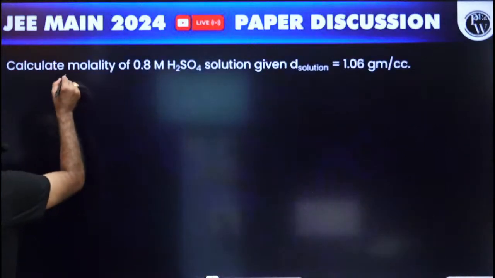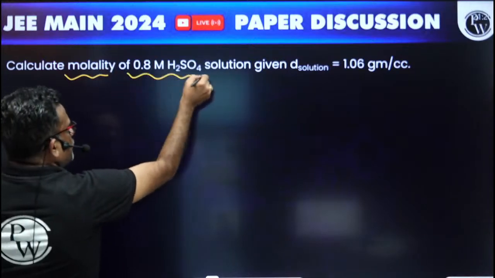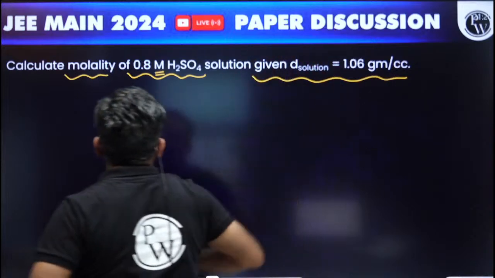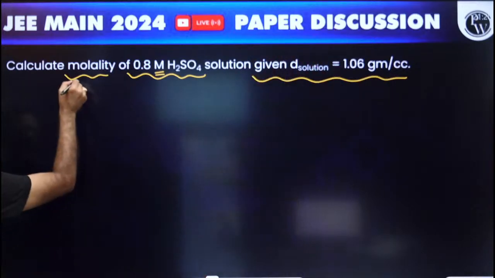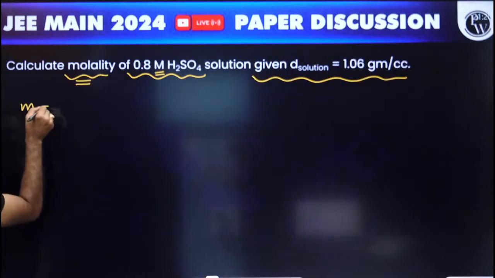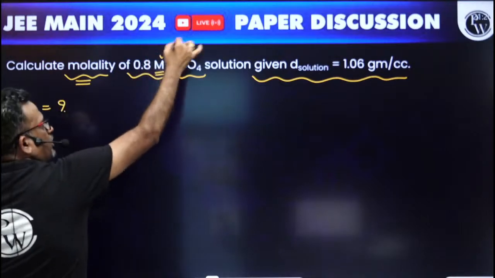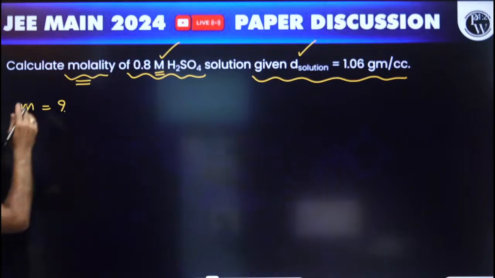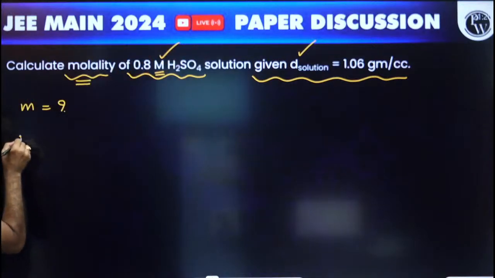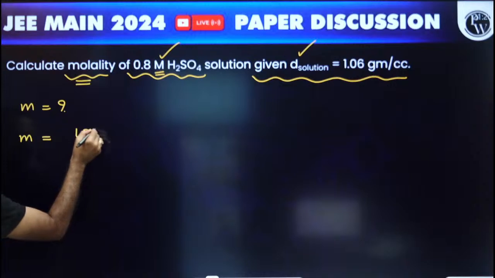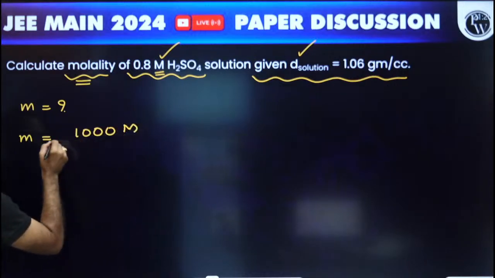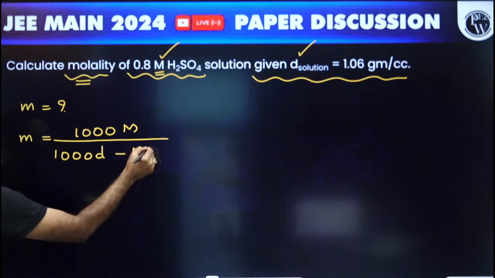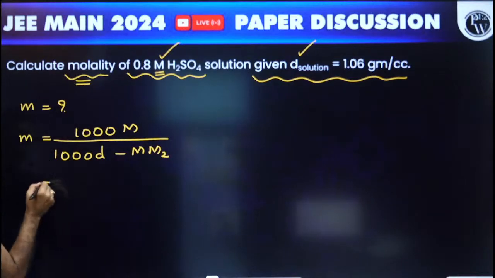Calculate the molality of 0.8 molar H2SO4 given density of the solution. They have asked you molality, and they have given you molarity and density. We have a formula to directly relate all of them. What is that? Molality is equal to 1000 molarity by 1000 density minus molarity into molecular mass of the solute.